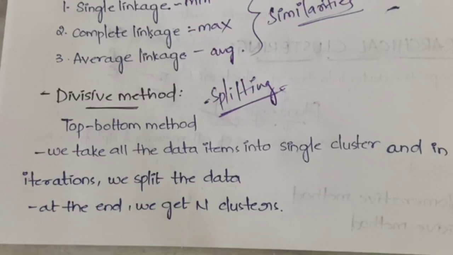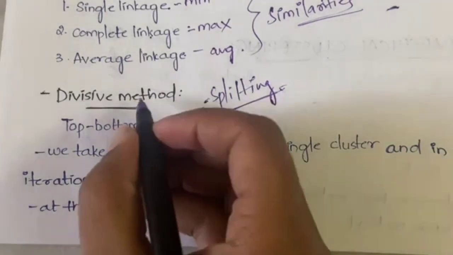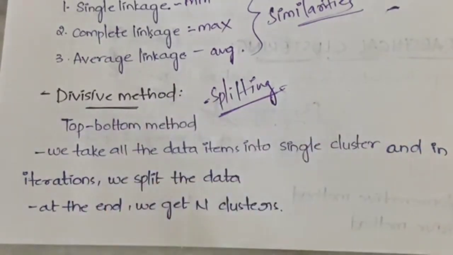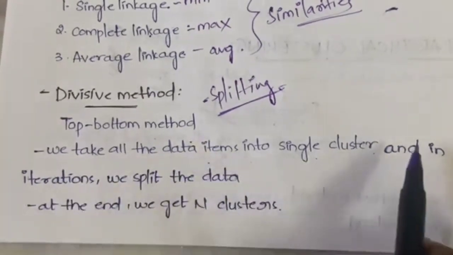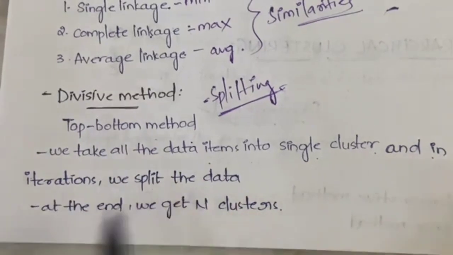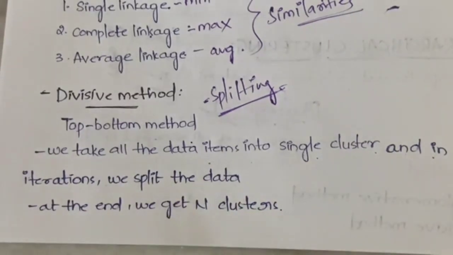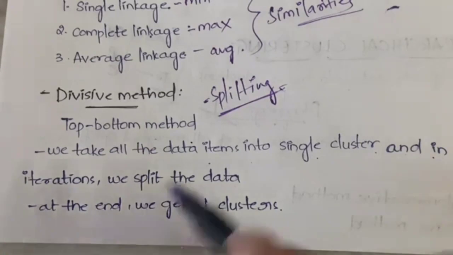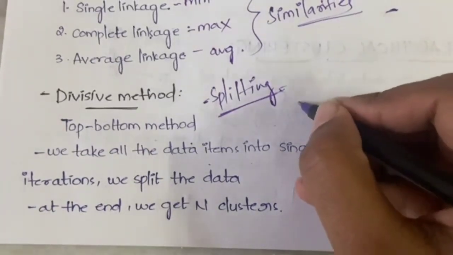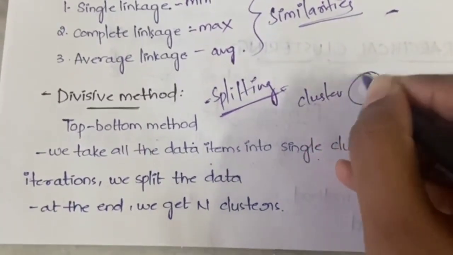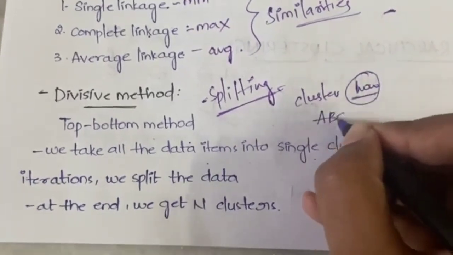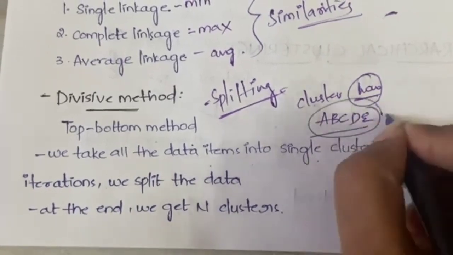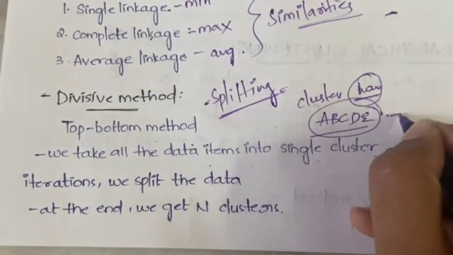The divisive method, divisive clustering, is the opposite of agglomerative clustering. We take the data items as a single cluster. In each iteration, we split the data. At the end, we get n clusters. So, in splitting data in the divisive method, we have a cluster with A, B, C, D, and E.